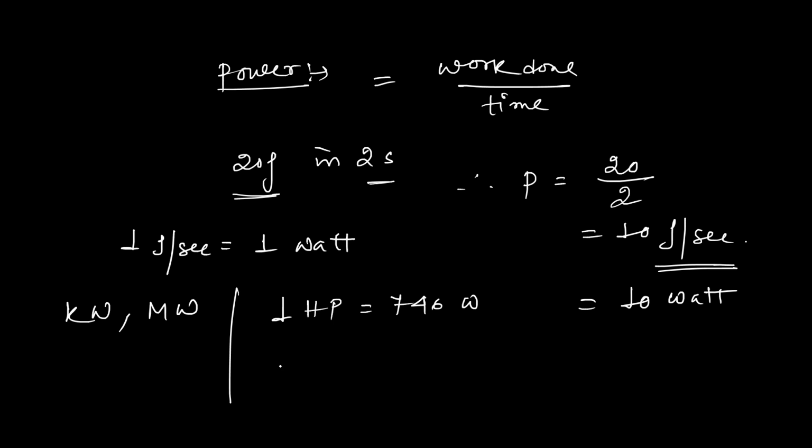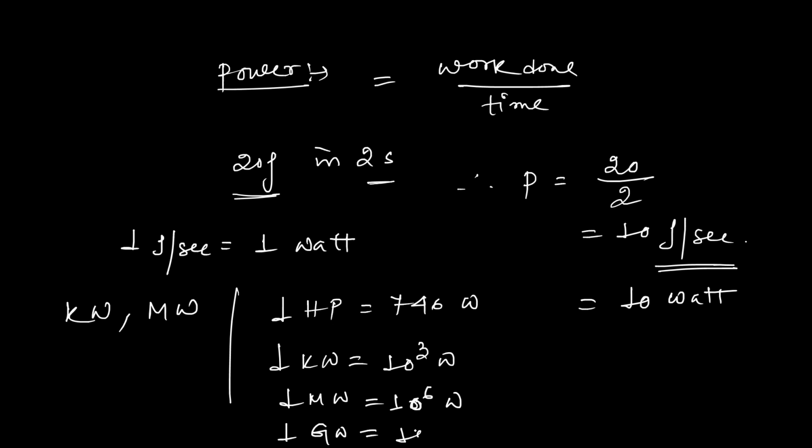There is also a relation: 1 kilowatt equals 10 to the power 3 watt. 1 megawatt is 10 to the power 6 watt. Or you can say 1 gigawatt is 10 to the power 9 watt.